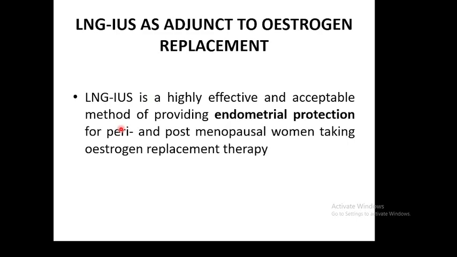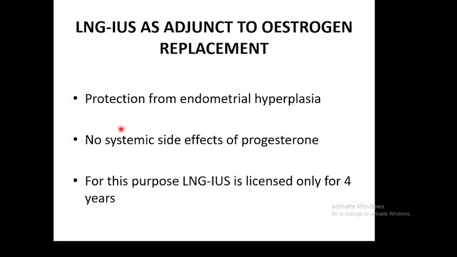I told you the postmenopausal symptoms are almost similar to progestin related adverse effects. Bloating, faintishness, mood changes, hot flushes, those things are not there with the local progestin, which is released by this device only inside the uterus. So this is a very good mode of progesterone replacement in ERT. It protects from endometrial hyperplasia.